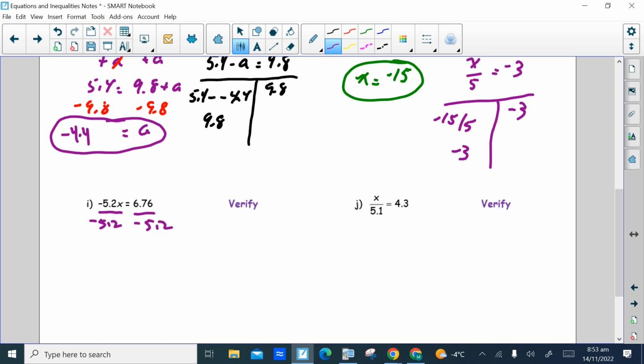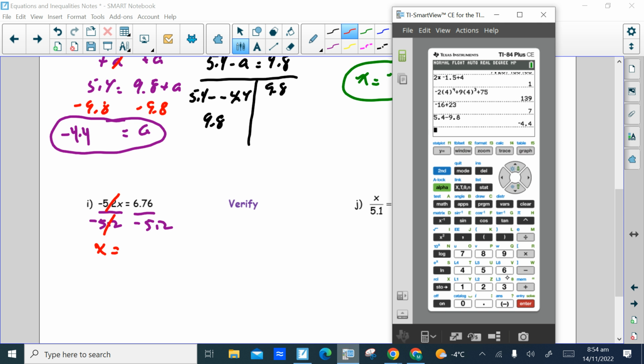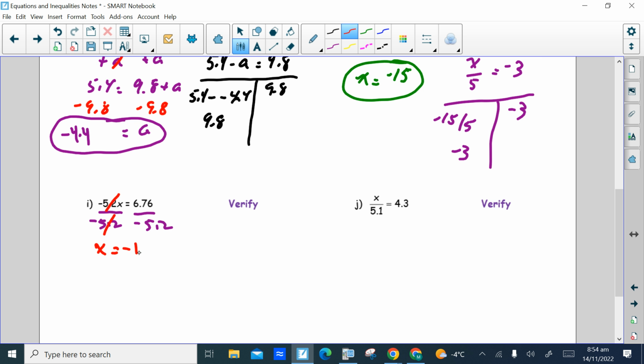The negative 5.2 and the x are hooked together by multiplication. The opposite of multiplying by negative 5.2 is dividing by negative 5.2. When you divide negative 5.2 by itself, they cancel. You'll get 1. 1x, or just x, equals. And we're for sure going to need our calculator on this one. Don't forget about the negative sign. You're dividing by negative 5.2. The answer is negative 1.3.